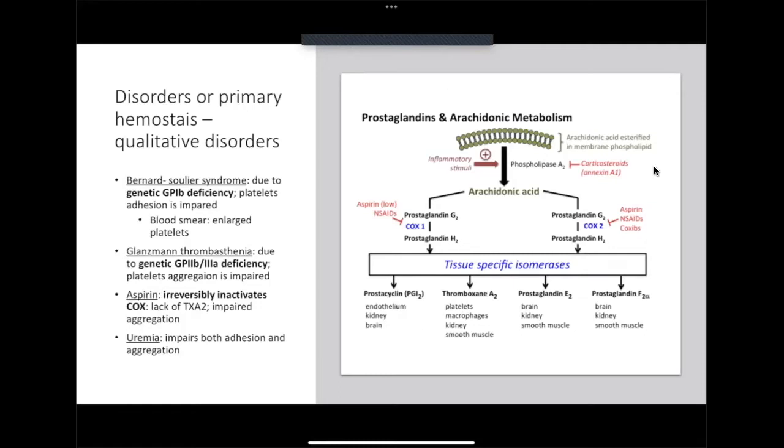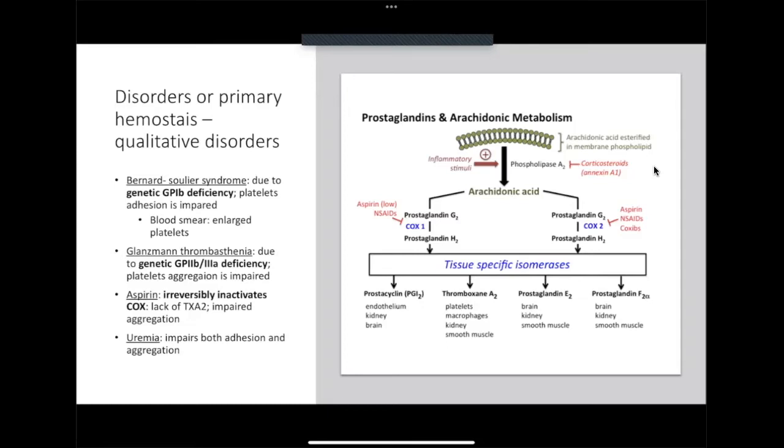So this is a genetic glycoprotein 1b deficiency. And remember, glycoprotein 1b is used to attach the platelets to the subendothelial collagen via von Willebrand factor. So there's impaired platelet adhesion. On blood smear, we would see enlarged platelets. You also have Glanzmann thrombasthenia, and this is due to genetic glycoprotein 2b and 3a deficiency.